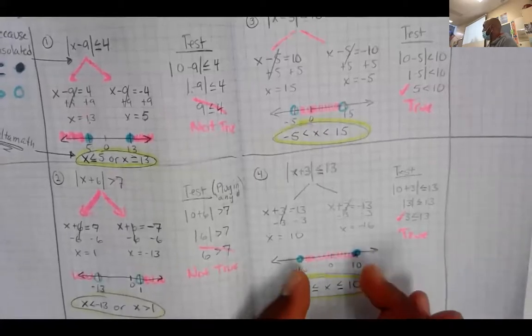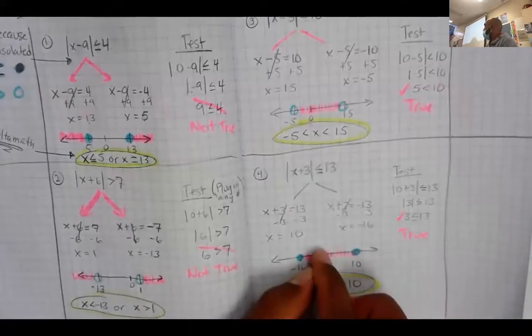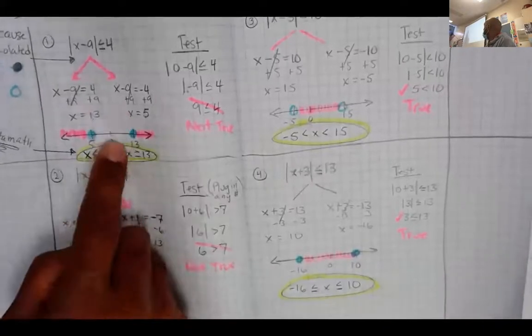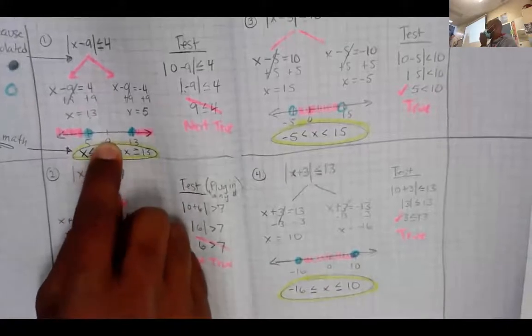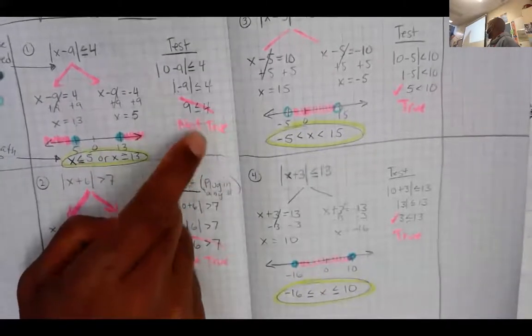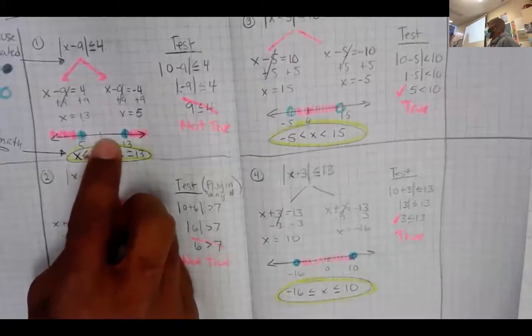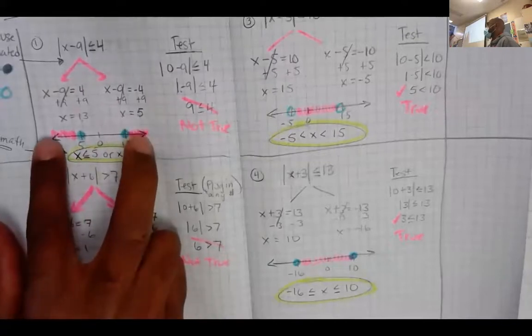And then that's when I would know I would shade here. Just like here, remember I picked 0 and it did not work. So if it doesn't work, I don't shade the area where that number was. I shade the opposite of it.